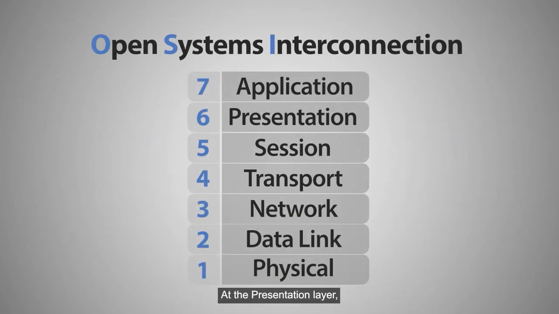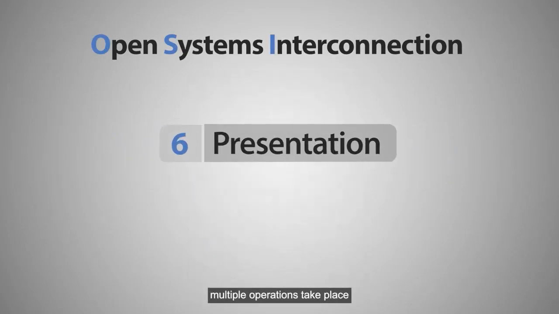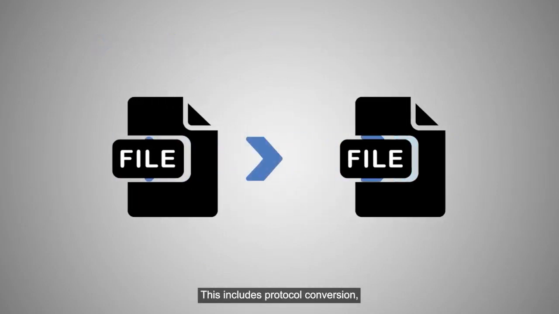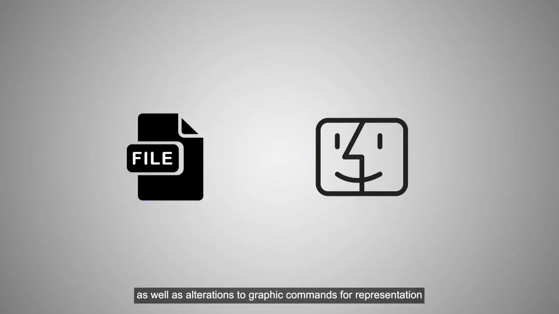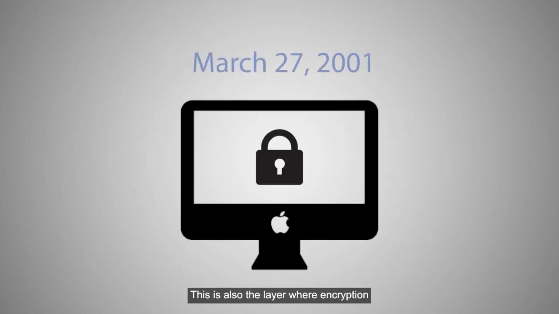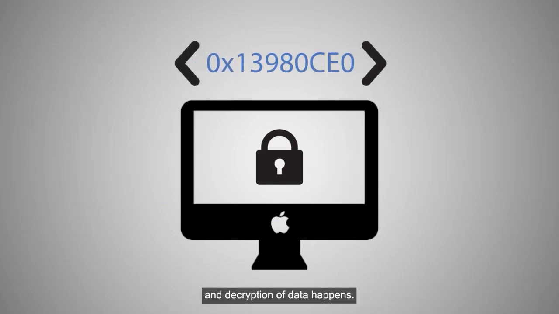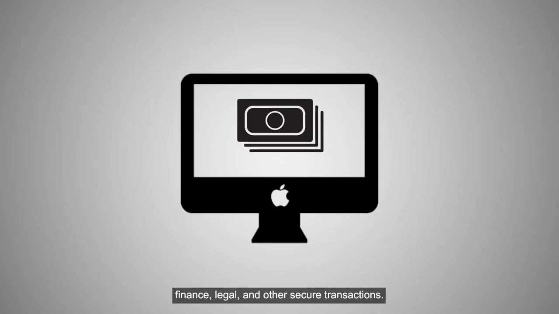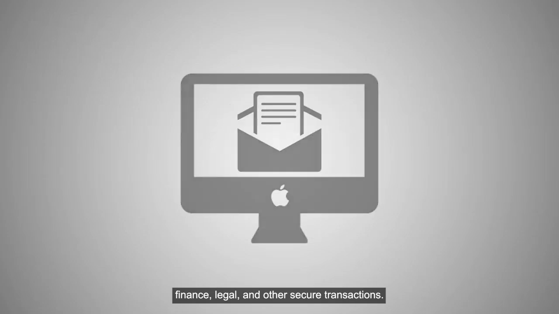At the presentation layer, multiple operations take place to ensure compatibility across systems. This includes protocol conversion, compression and decompression of data, as well as alterations to graphic commands for representation between operating systems. This is also the layer where encryption and decryption of data happens. Encryption of data on computer networks is one of the major reasons we can use the internet for banking, finance, legal, and other secure transactions.